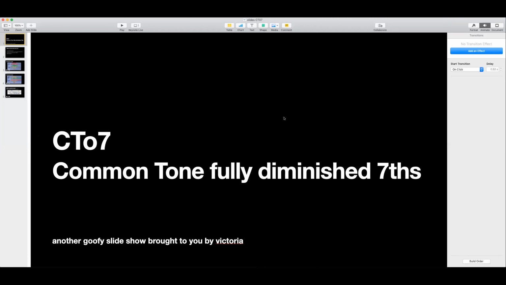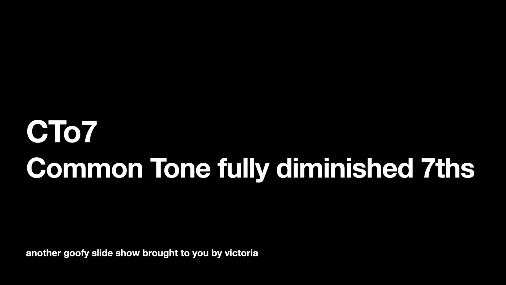Hey everybody, today we're talking about common tone fully diminished seventh chords, and I've prepared some slides to help introduce this concept to you. So take a look here. We're going to start this slideshow. Common tone fully diminished seventh. The symbol is uppercase CT little circle 7.